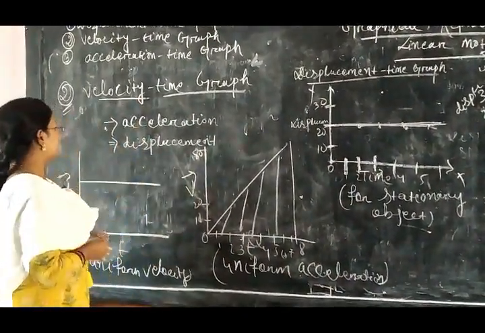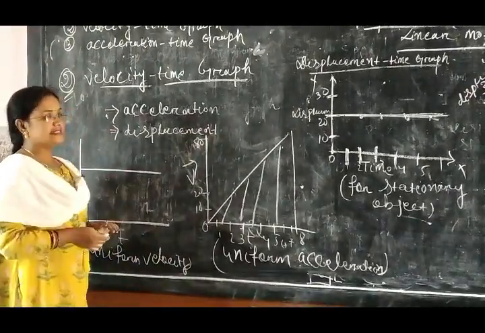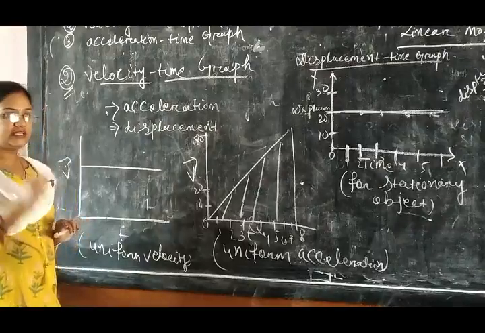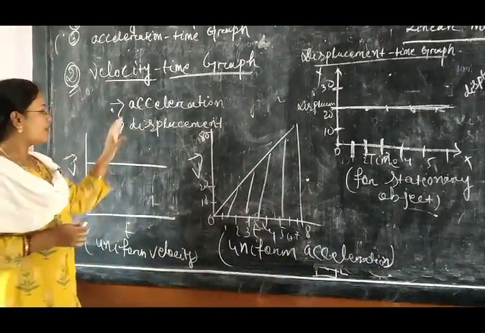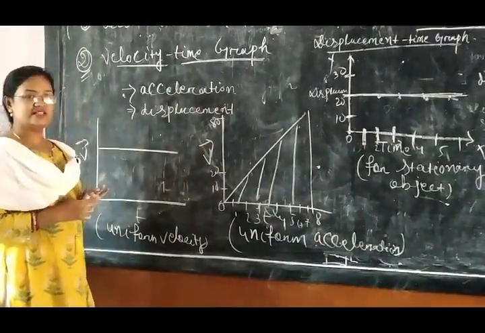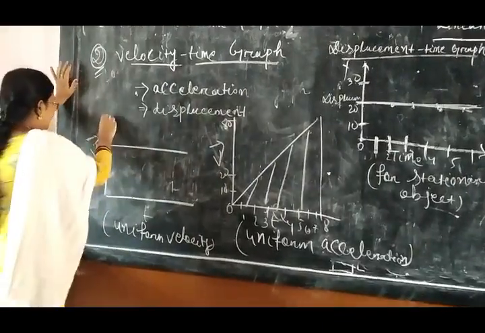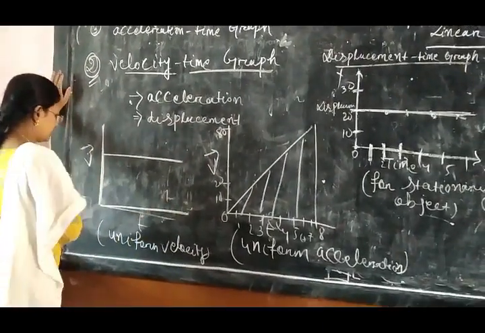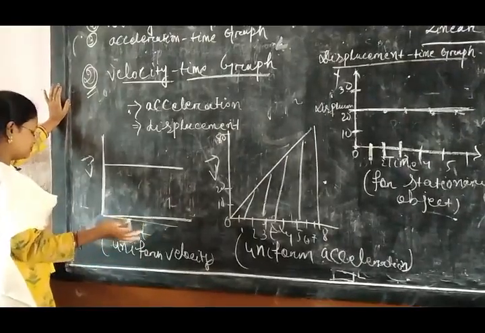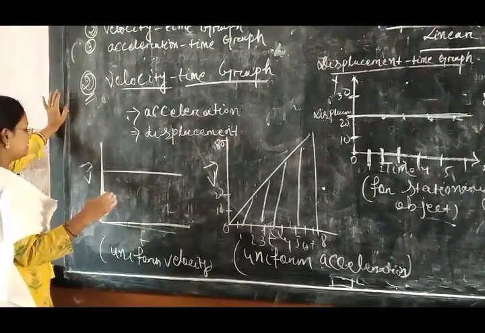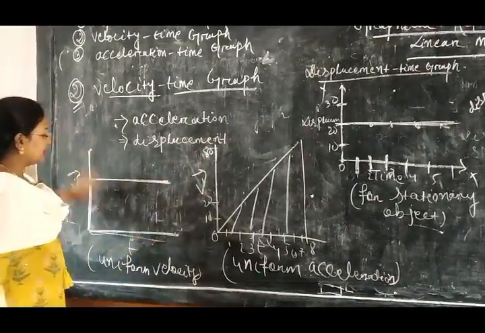After that you see the velocity time graph. From the velocity time graph we can calculate two things. One is your acceleration, one is your displacement. How you will calculate acceleration and how you will calculate displacement. First you see the velocity time graph for uniform velocity. Uniform velocity, that means what? The velocity is not changing, it is constant. Okay, this is for your uniform velocity graph.